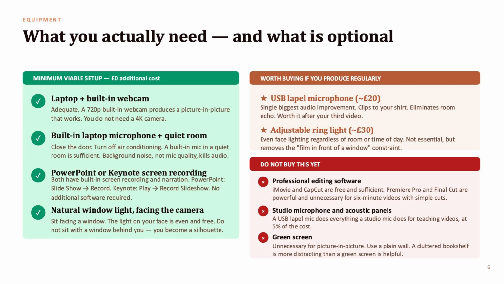Conversely, I strongly advise against premature purchases. Professional editing software is unnecessary, as iMovie and CapCut are free. Studio microphones and acoustic panels are overkill, as a USB lapel mic is 5% of the cost and sufficient for teaching. Finally, green screens are unnecessary for picture-in-picture, as a plain wall is preferable to a distracting backdrop.